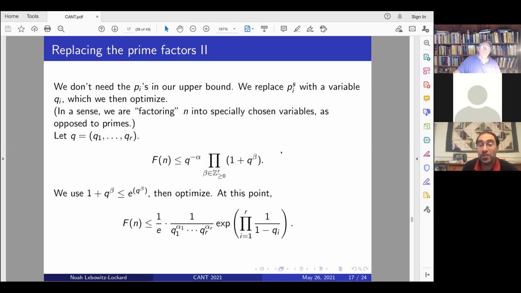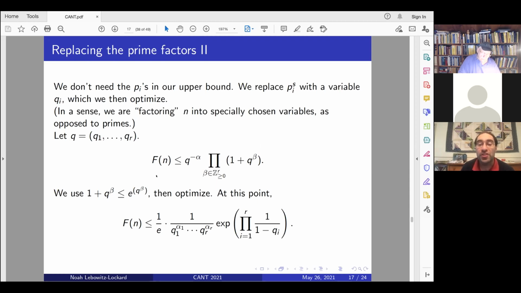So we actually get this much nicer generating function where this is taken over every possible R tuple. So we have f of n is less than or equal to q to the negative alpha times the product of 1 plus q to the beta, where beta ranges over all R tuples of non-negative integers. So this q to the negative alpha really represents q1 to the negative alpha 1, q2 to the negative alpha 2, etc. And this q to the beta represents q1 to the beta 1, q2 to the beta 2, all the way up to qr to the beta r.